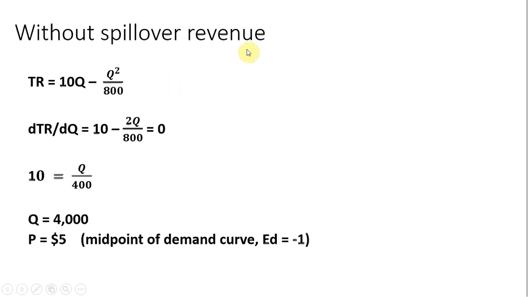Without the spillover revenue, ignoring the additional $2 spent on nearby restaurants, this would be just maximizing the total revenue for the museum. Total revenue would look like this for just the museum. Taking the derivative, setting that result equal to 0. The museum would sell fewer tickets, but at a higher price. This also coincides with the midpoint of the demand curve for the museum, and at the midpoint of the demand curve, the elasticity of demand is -1.